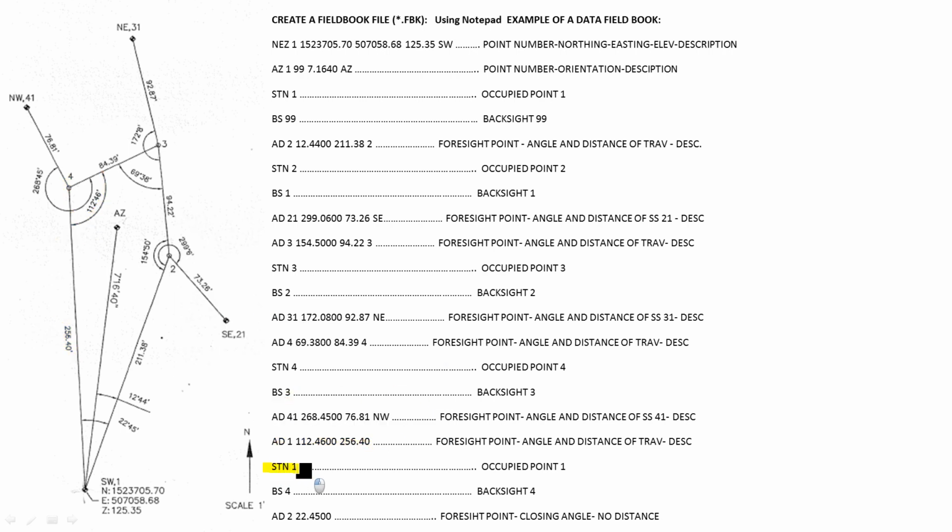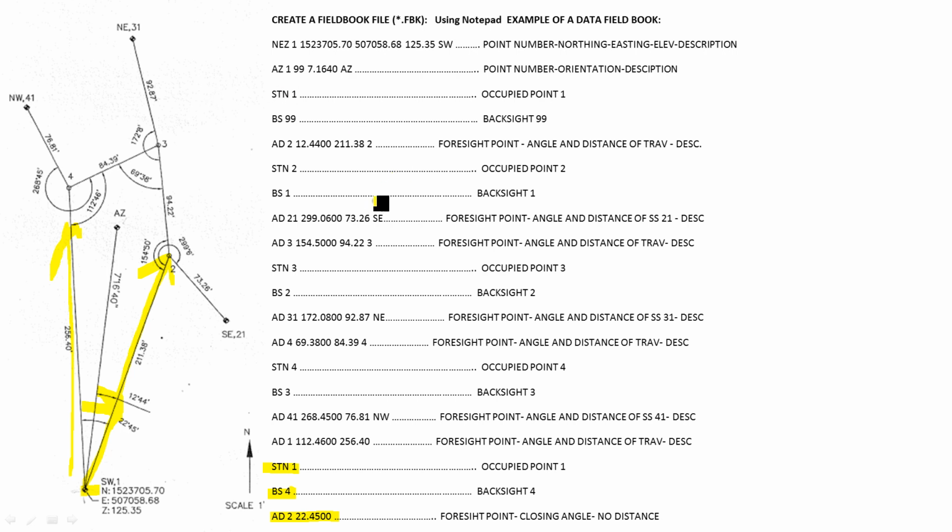All right. Now, the last says, now I'm sitting at station 1 again. I'm occupying this point. I back sight station 4. And I have a closing angle that takes me back to 2. So this reads exactly like the field book, okay? But it's written in a code that Civil 3D can read. All right. Notice that there's no distance down here. There's no distance and there's no additional description. There's none needed because we've already described that point once before up here.